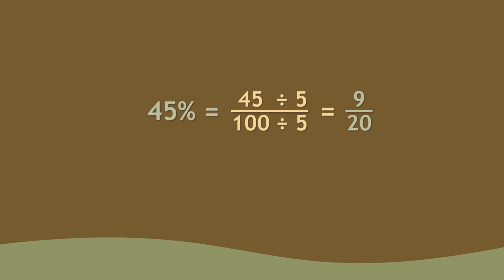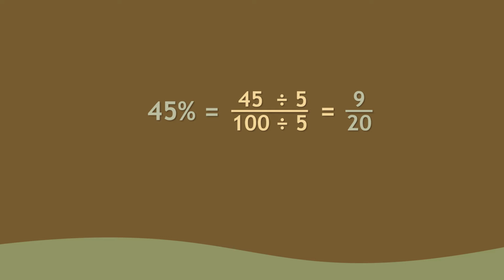Okay, so we started out with our percent of 45%. Then we turned that percent into a fraction of 45 over 100. And then we found the greatest common factor between 45 and 100, and that was 5. We divided 5 into both the numerator and the denominator, and that gave us our fraction written in lowest terms, which is 9 over 20.